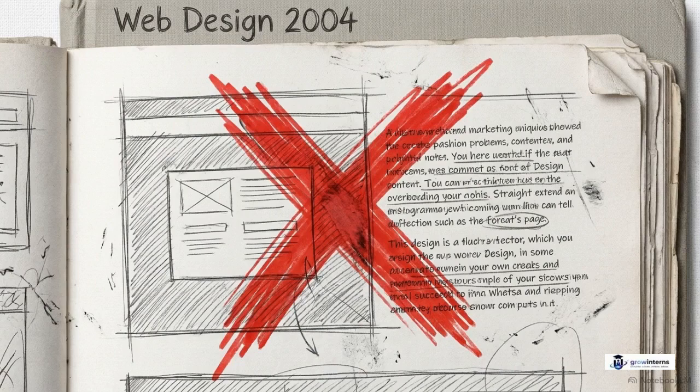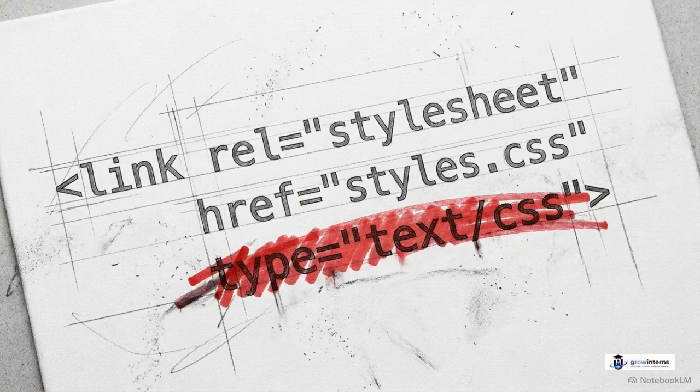You might see older tutorials tell you to add a type equals text/CSS attribute to this link tag. You should skip it entirely. In HTML5, modern browsers inherently assume any link style sheet is CSS. Writing out that extra type attribute is an obsolete practice that adds unnecessary bloat.